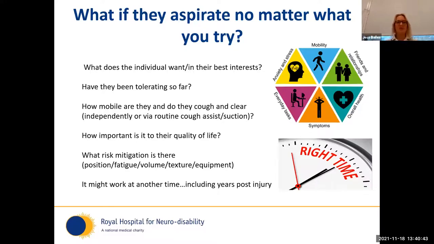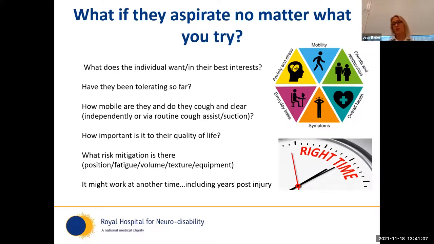We are also thinking about the risk mitigation. We've gone through a lot of that. What is there to do with positioning, equipment, time of day, sensory support? What can we change, or what intervention can we give, that might move them towards a safer swallow? And also think about the right time, and that's not a point in their rehab.